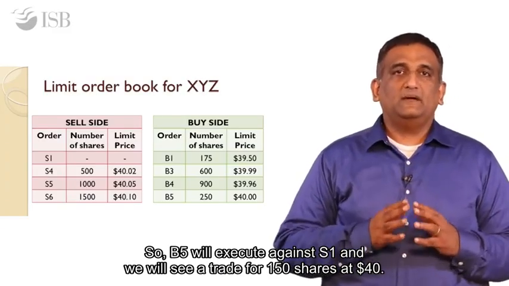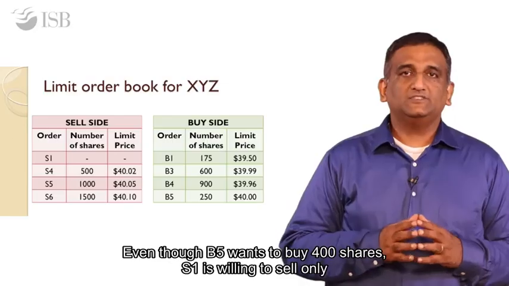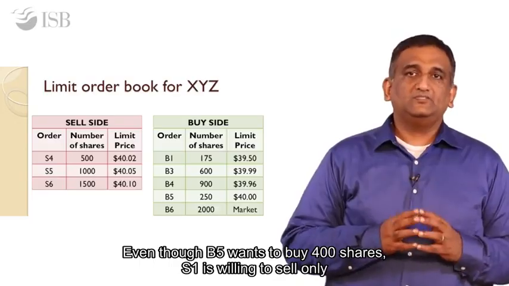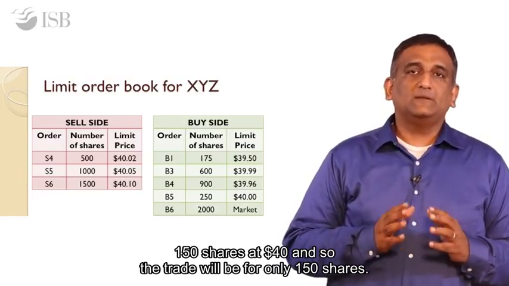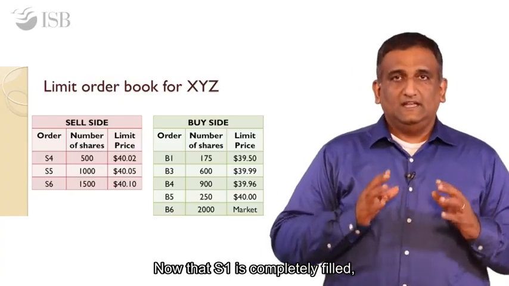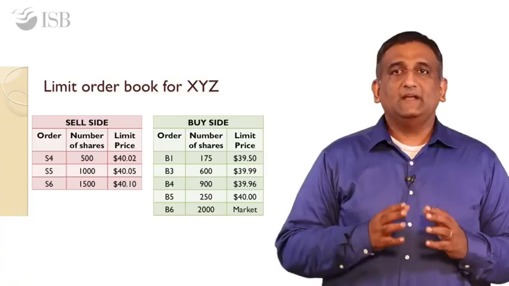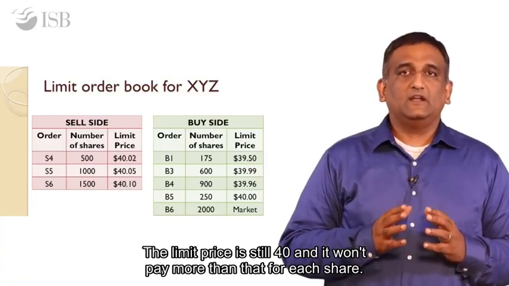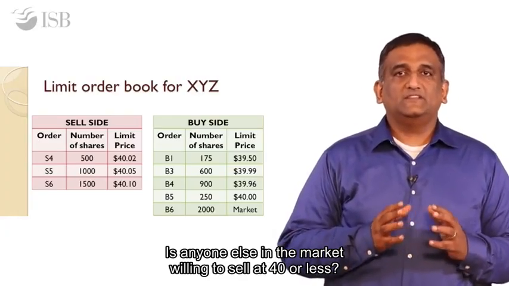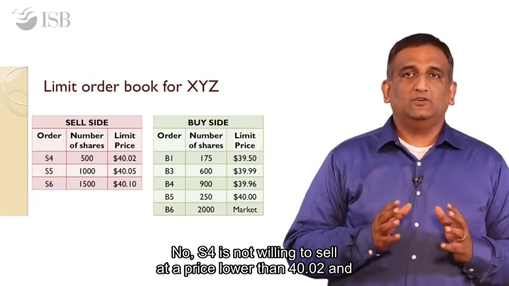Even though B5 wants to buy 400 shares, S1 is willing to sell only 150 shares at $40, and so the trade will be for only 150 shares. Now that S1 is completely filled, what happens to the remaining 250 shares that B5 wants to buy? The limit price is still 40 and it won't pay more than that for each share. Is anyone else in the market willing to sell at 40 or less? No. S4 is not willing to sell at a price lower than 40.02 and S5 is not willing to sell at a price lower than 40.05.